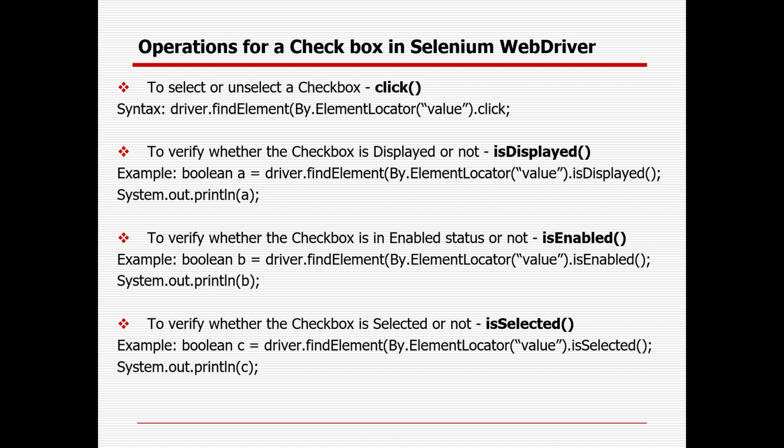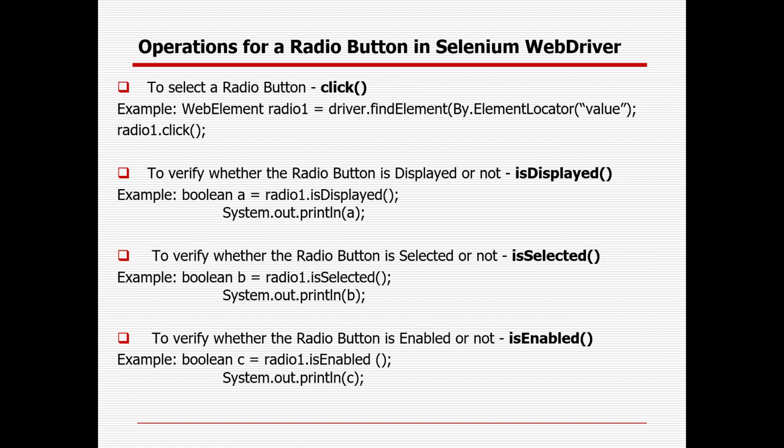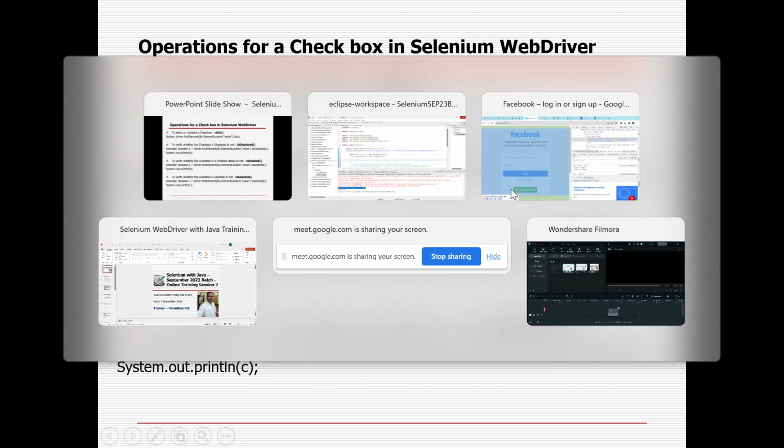Okay, so what are the different operations we can do? We can first check whether it is displayed and enabled, and whether it is selected already by default or not, and then you can click it. For a checkbox, you click to select the first time and click again to unselect. For the radio button, it is a similar way: displayed, selected, enabled and click. Okay, so I will cover one thing. So this is the site.